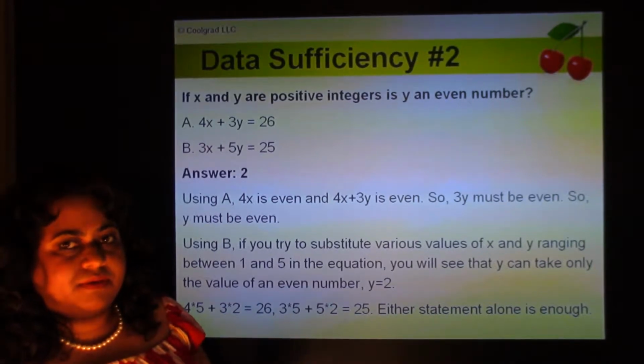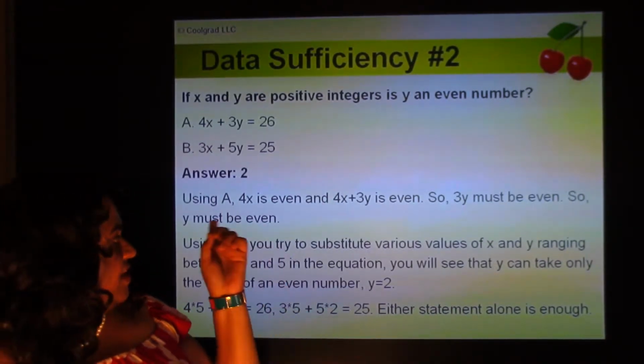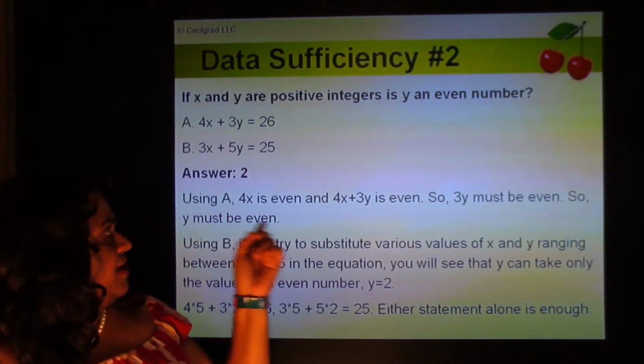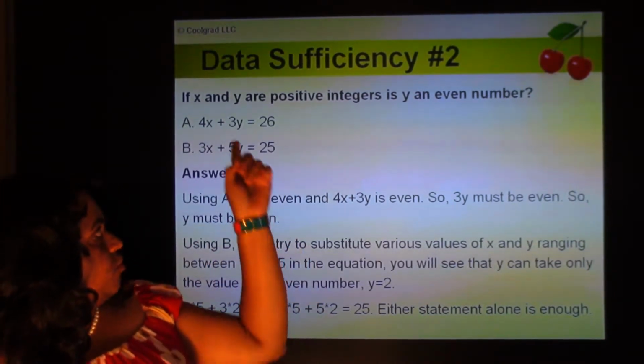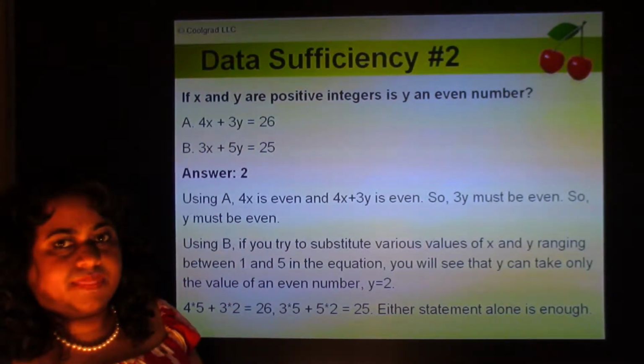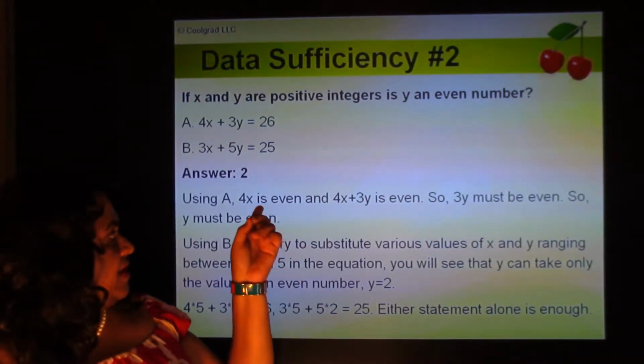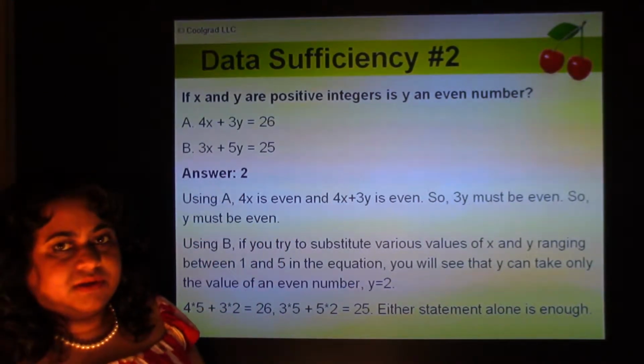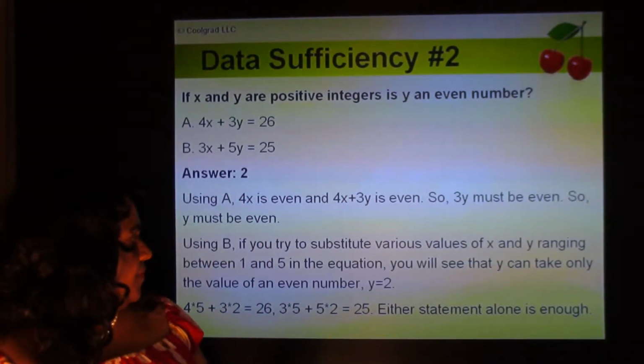So 3 times only an even number will give an even number, right? So we can confidently say that y must be an even number. So using statement A alone, we can say that y is an even number. So statement A alone can solve the problem. Now let's look at statement B.